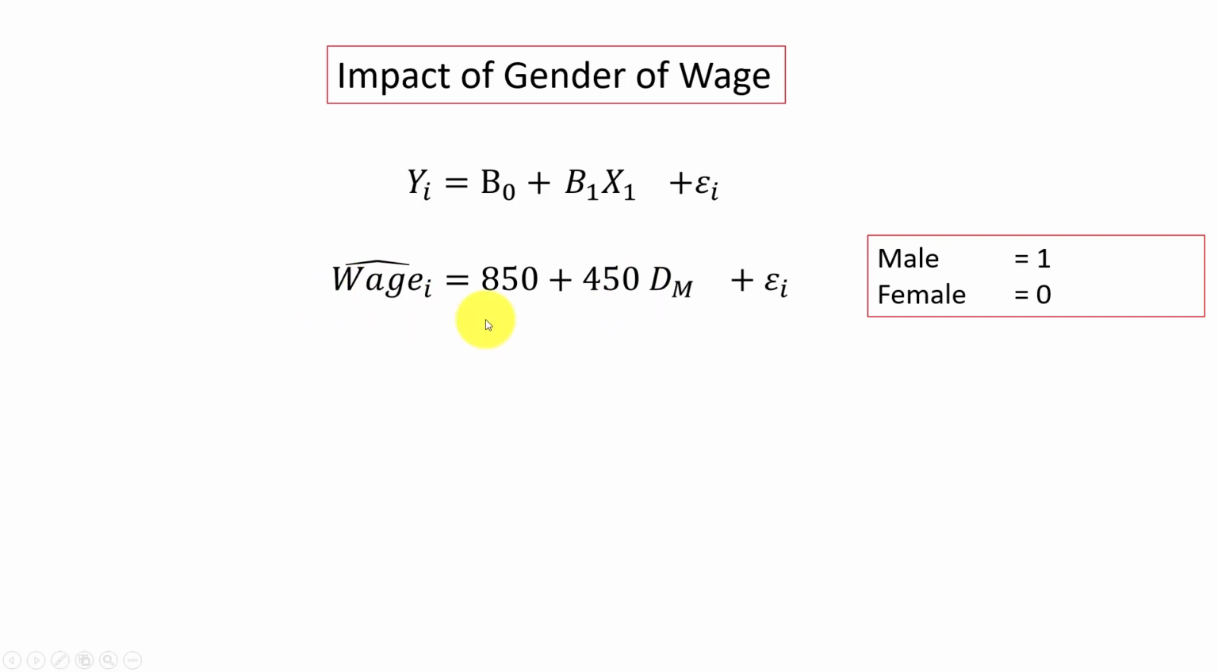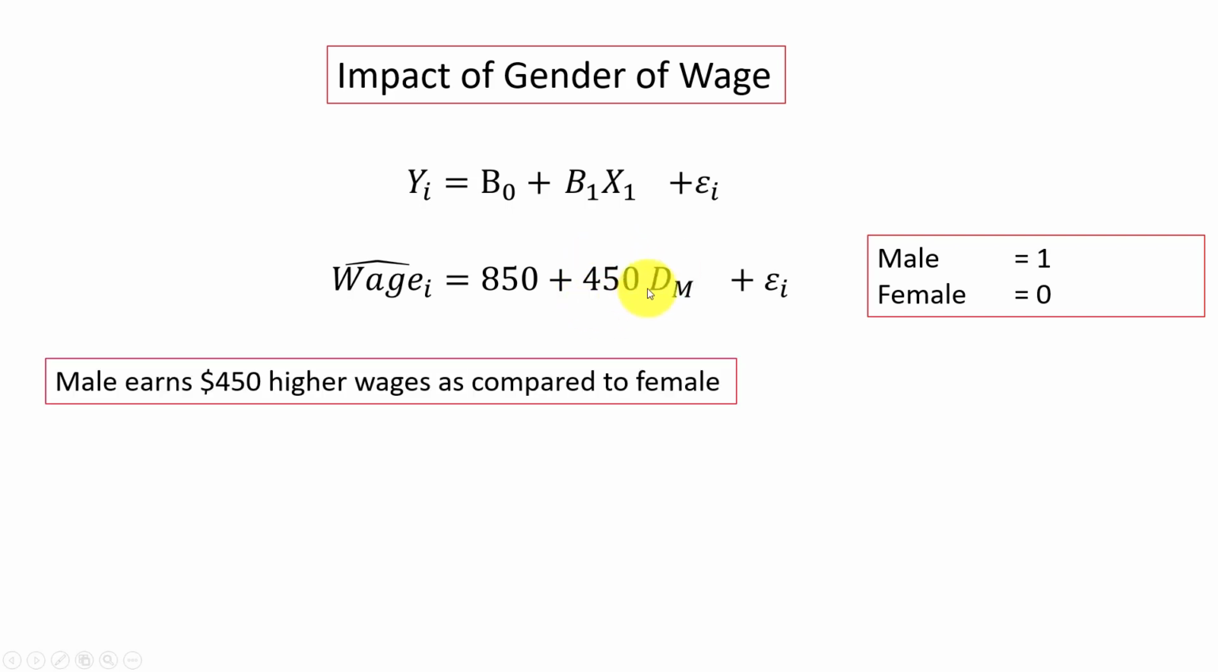Now, how do we interpret these values? We know this 850 is a constant term, it is a y-intercept, and this 450 is a slope term. If we had a continuous independent variable, then we would have interpreted it that for each 1 unit increase in the independent variable, the dependent variable will increase by $450 or units. So in this case, it wouldn't make sense to say a 1 unit increase in gender, right? What would a 1 unit increase in gender look like? So the interpretation is a bit different for a categorical or dummy variable.